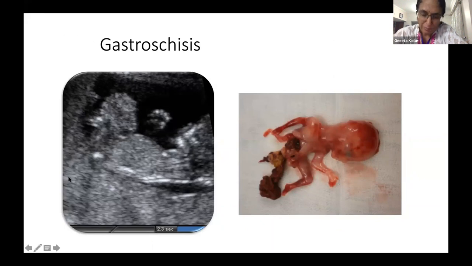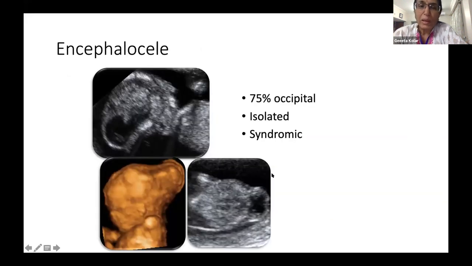This is a para-umbilical defect where there is no covering. The umbilical cord is inserted to a side, and you find that the bowel is completely lying outside the abdomen.